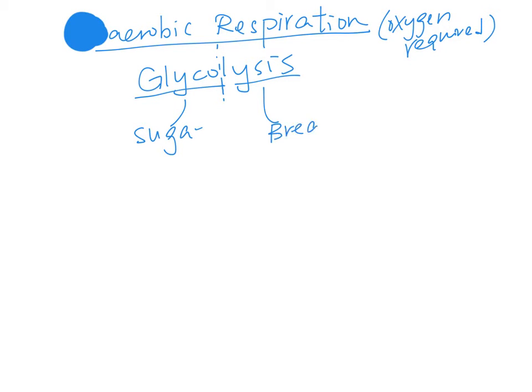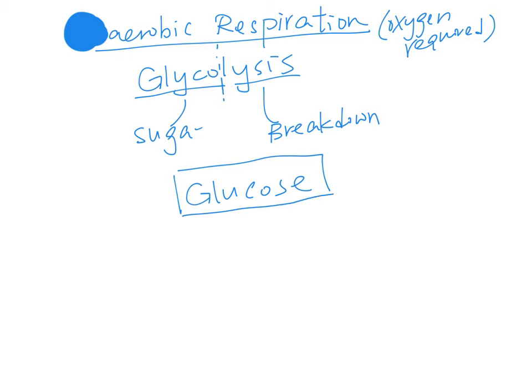The first step of aerobic respiration is called glycolysis. Glyco refers to sugar, and lysis refers to breakdown. So glycolysis is the breakdown of sugar. The sugar we're talking about here is glucose, which is the immediate substrate for respiration. In this process, glucose will be broken down into different products.